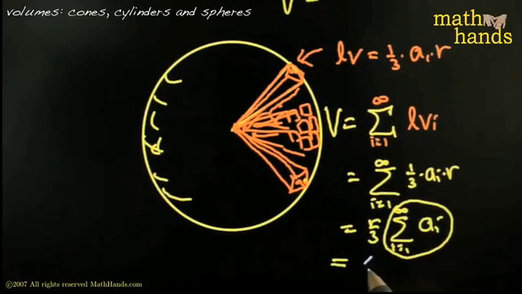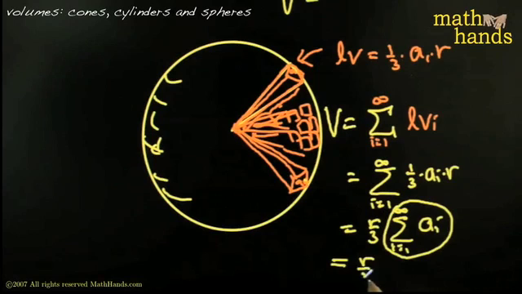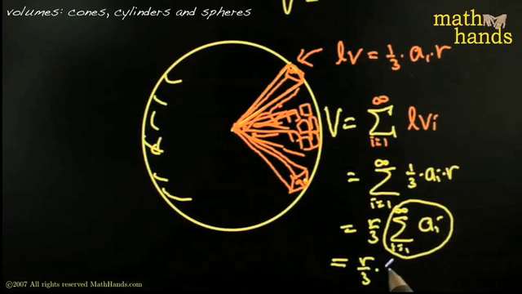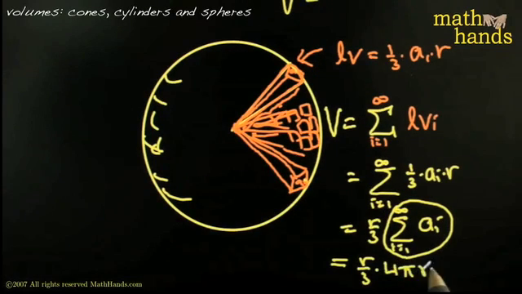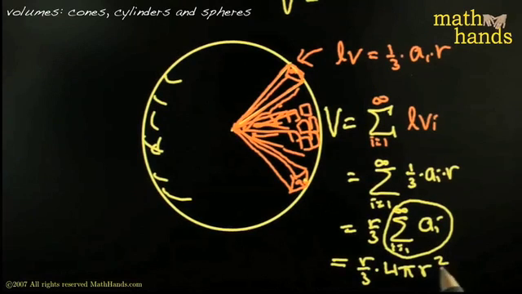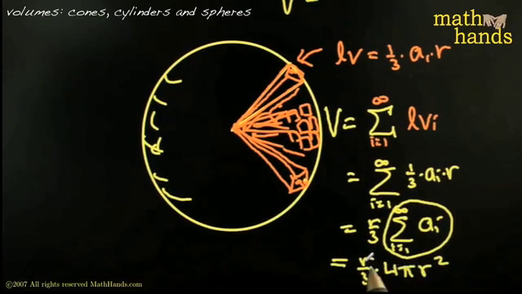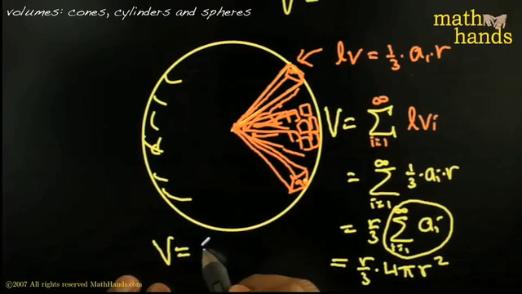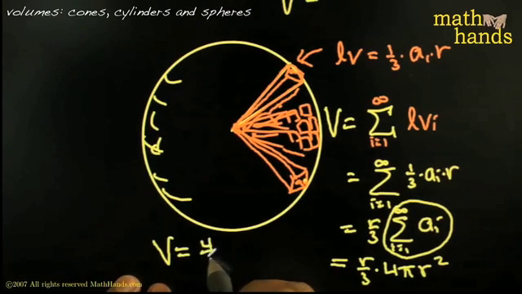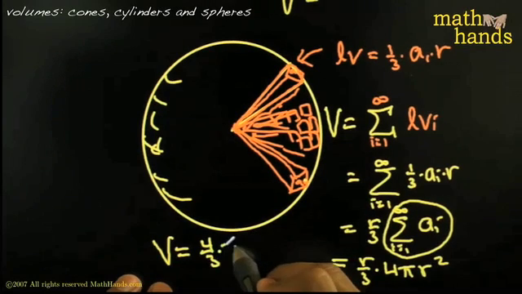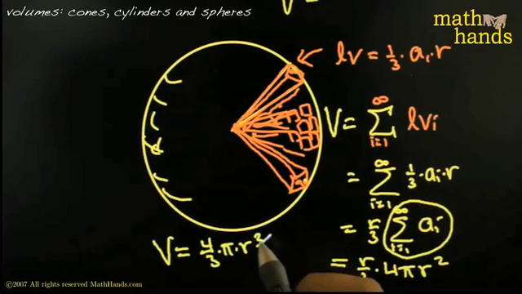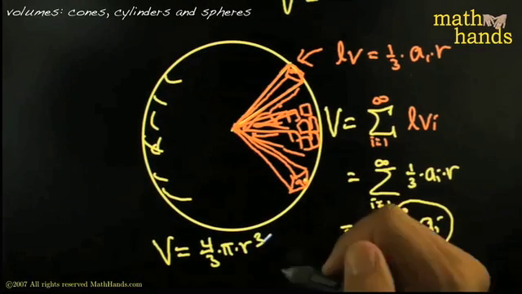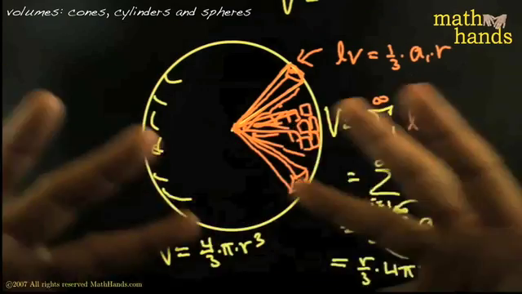I was about to make magic here. r over 3 times the entire area of the sphere, 4 pi r squared. Whoa, whoa, whoa. What is this equal to? 4 times pi over 3 times r to the third. That gives you the world famous formula: volume is equal to 4/3 times pi times r to the third. That, my friends, that's why they pay me the big bucks.